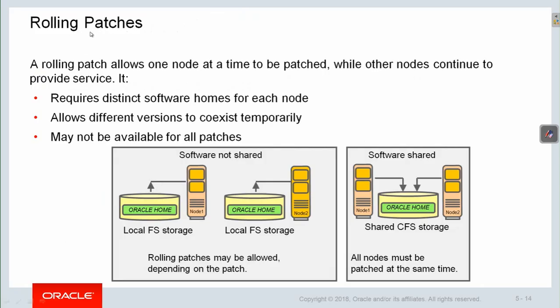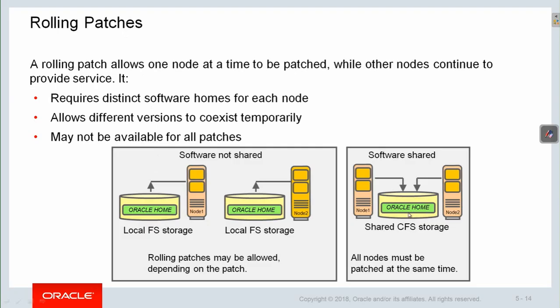And also rolling patch. So what about patching? Okay, so for patching, you can use all node patch or minimum downtime patch or rolling patch. And this slide is showing you the rolling patch example. In order to perform a rolling patch, your database home must be installed in the local file system. In the picture on the right-hand side, this is an example of a shared software home. In this case, rolling patch is not possible.